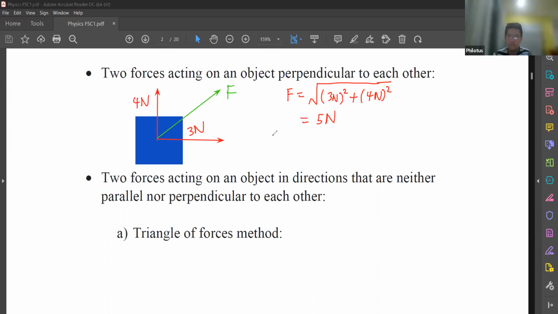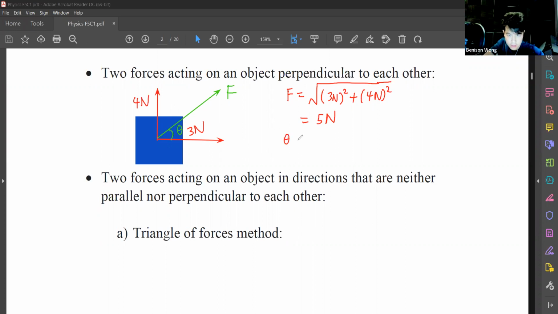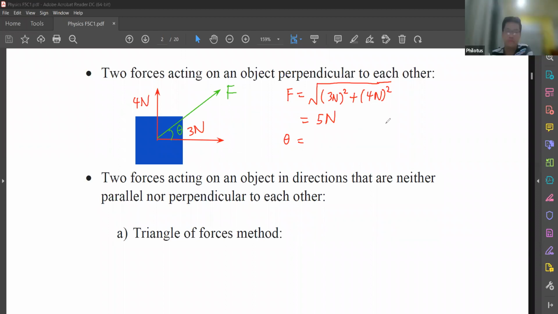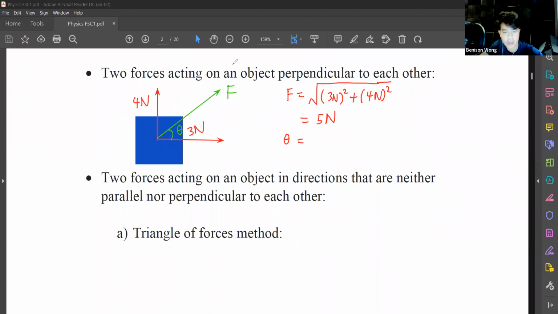What is the direction? Over here, you have an angle, which we'll call the angle theta. The direction is the angle from the horizontal. How do you find the angle? Can anyone tell me how to find the angle? What mathematical concept are you going to use?